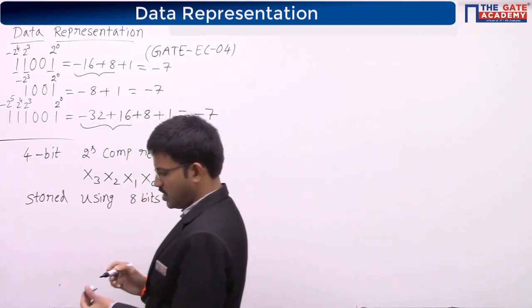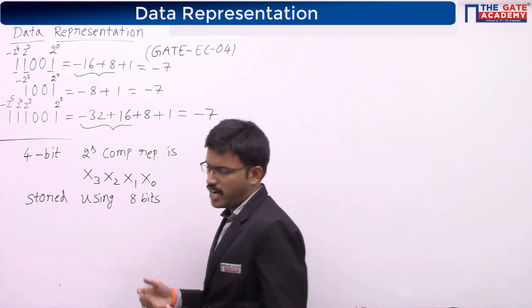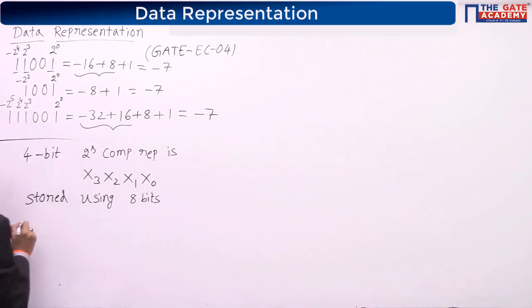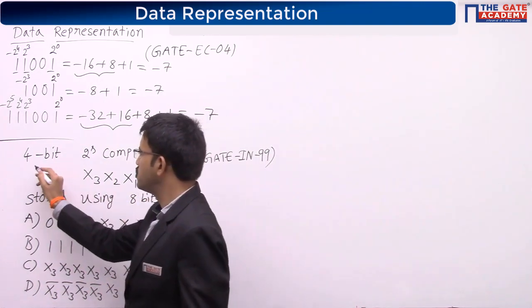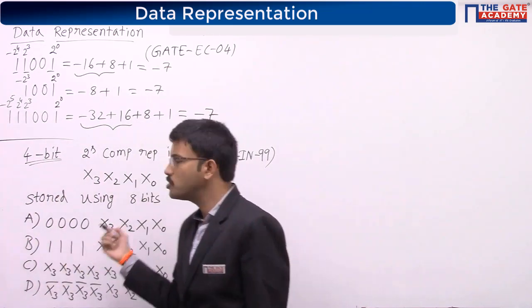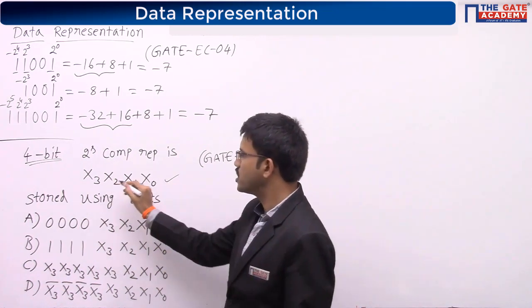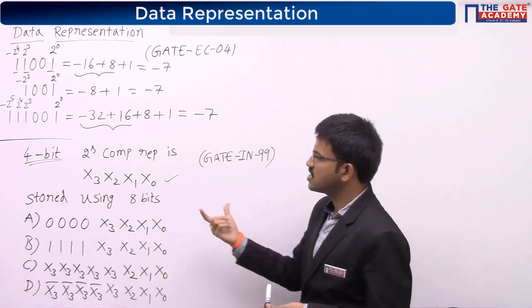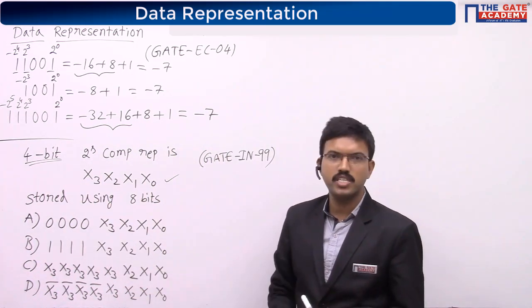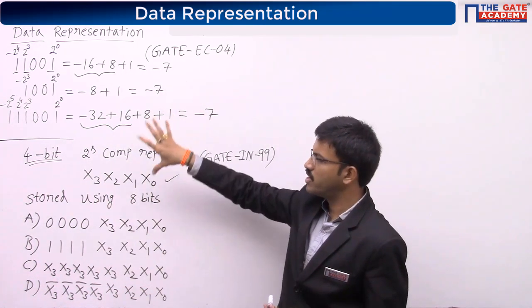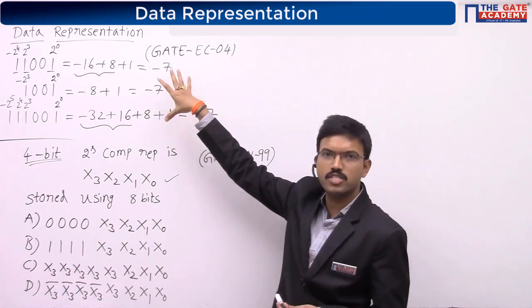Next question. This number when stored using 8 bits will be. Write down the 4 choices. See here you have a number which is represented with 4 bits in 2's complement form like this, x3, x2, x1, x0. Now the same number he wants to store with 8 bits. So what is the equivalent representation he is asking? For this question you can take the help of the previous question.